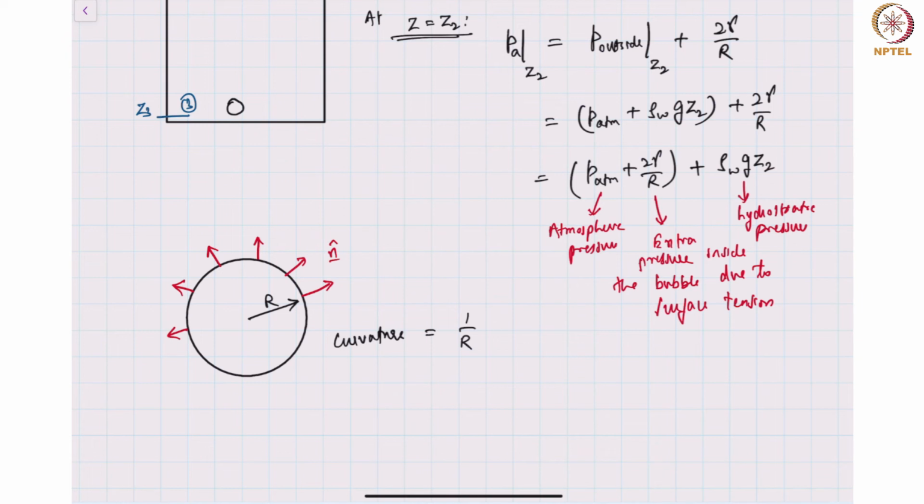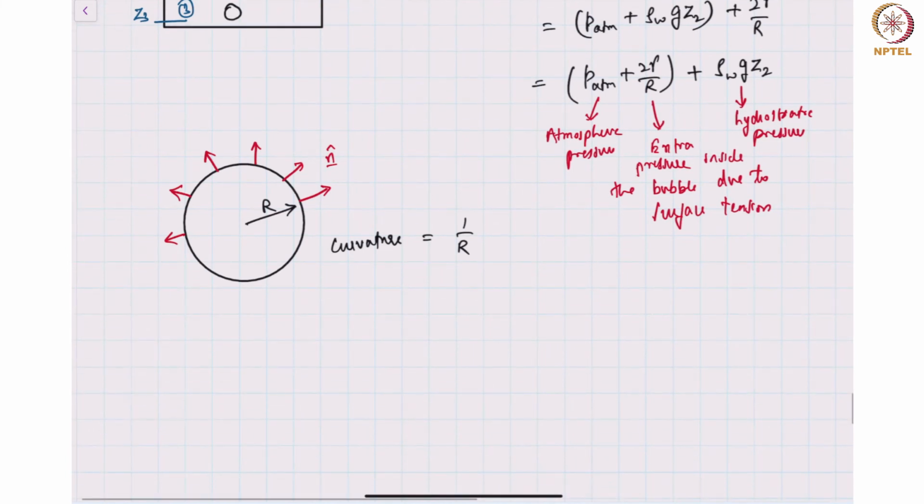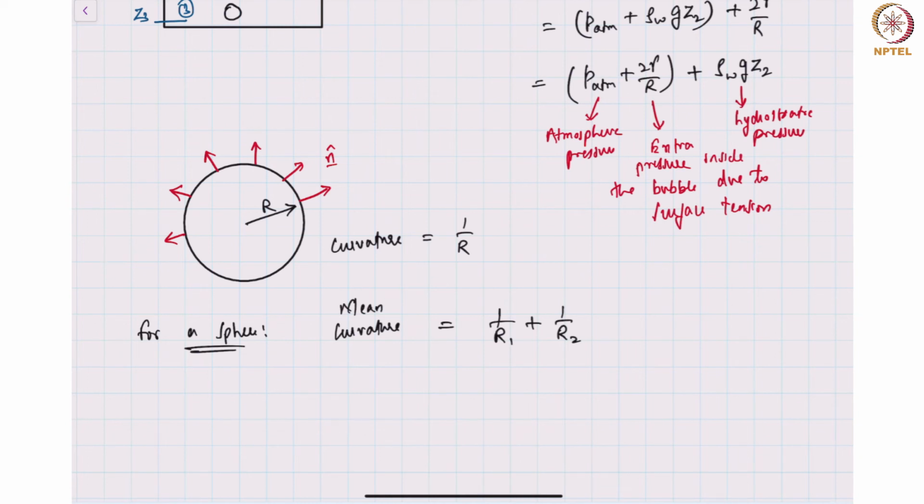But if you think of a ball, then you can draw two circles, and each of those two circles has a radius. For a sphere, the curvature is the average of the two radii terms, and because it's the average of the two, this is called the mean curvature.